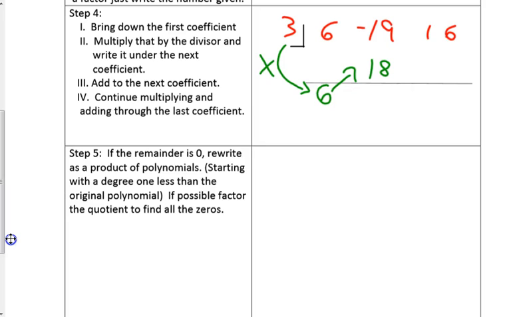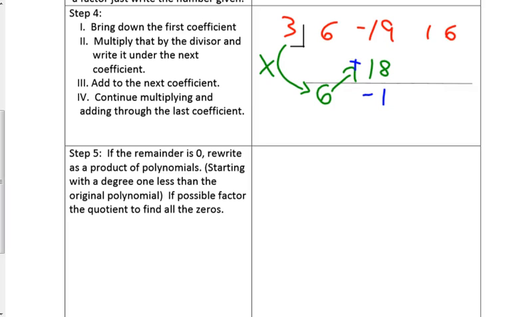Okay. The next step is to add the next coefficient. So the step here is addition. I'm going to add. Negative 19 plus 18, because we did 3 times 6 is 18. So negative 1.